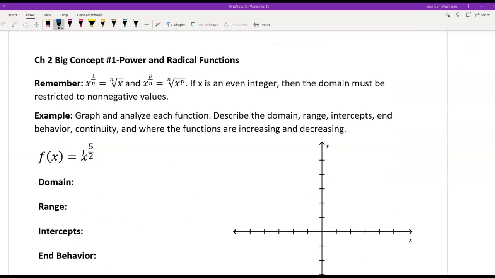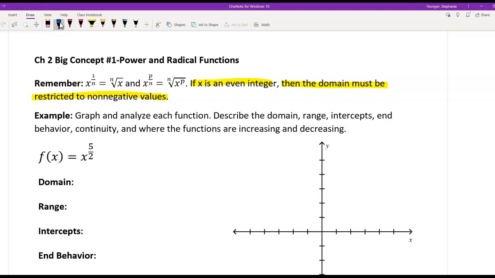All right, next example. Let's talk about x to the 1 over n, or the nth root of x. Same thing, x to the p over n is the nth root of x to the p. If n is an even integer, then the domain must be restricted to non-negative values. So that's the big thing.